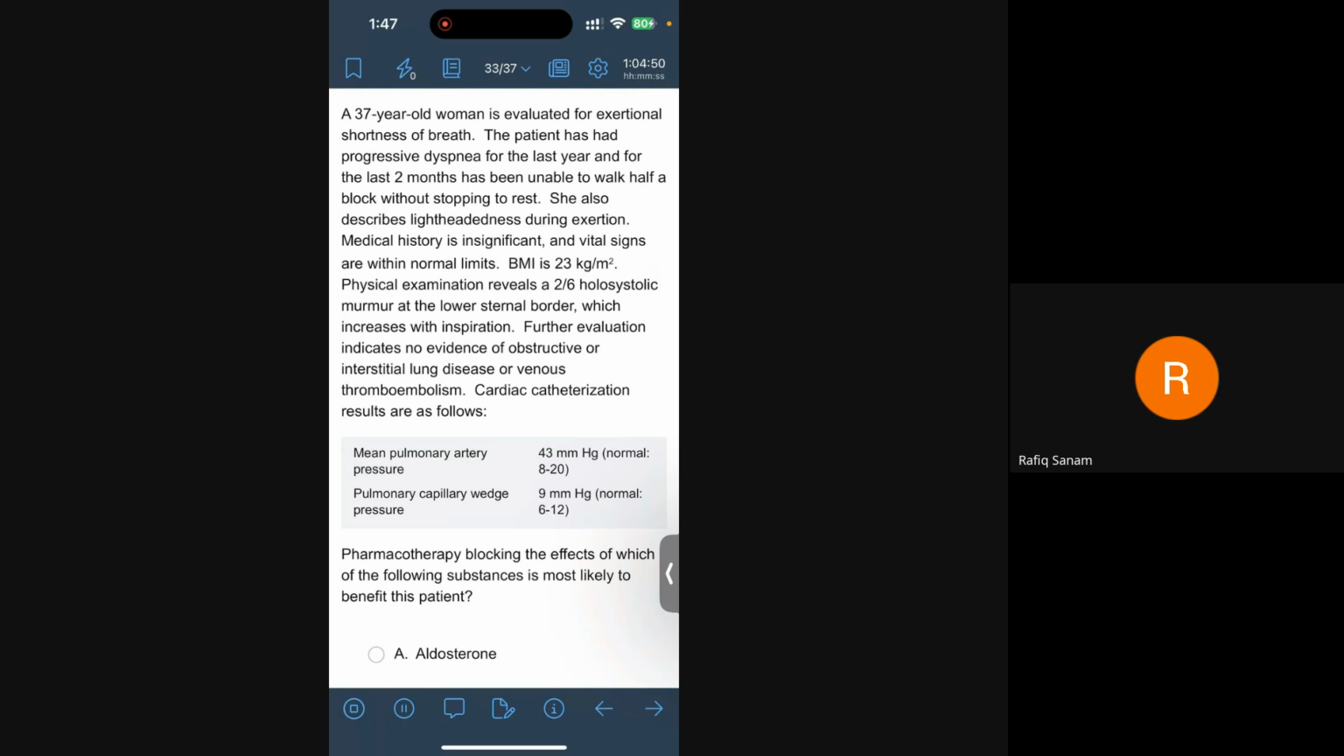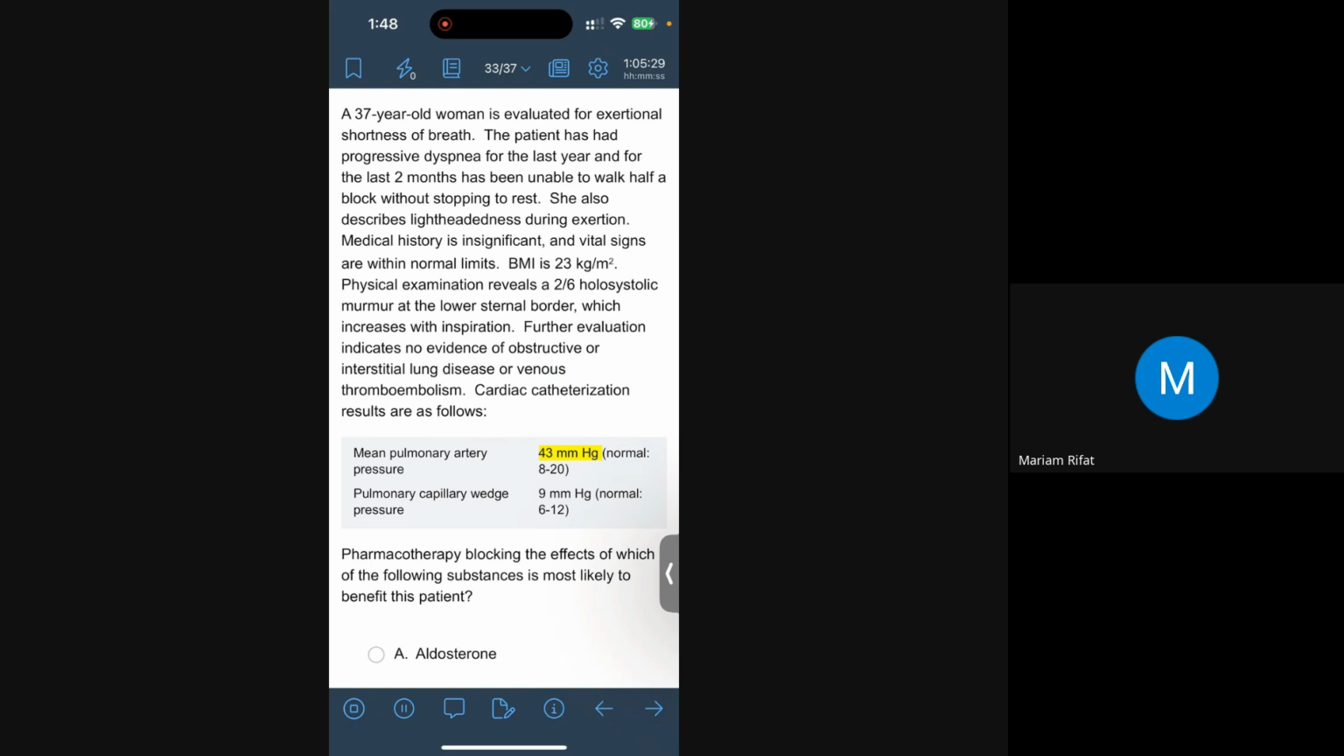What are the abnormal things mentioned in this question? Signs and symptoms in this question. Pulmonary pressure is high, so pulmonary hypertension. Yes, the mean pulmonary arterial pressure is high. There is no evidence of group A. What type of pulmonary hypertension is it?